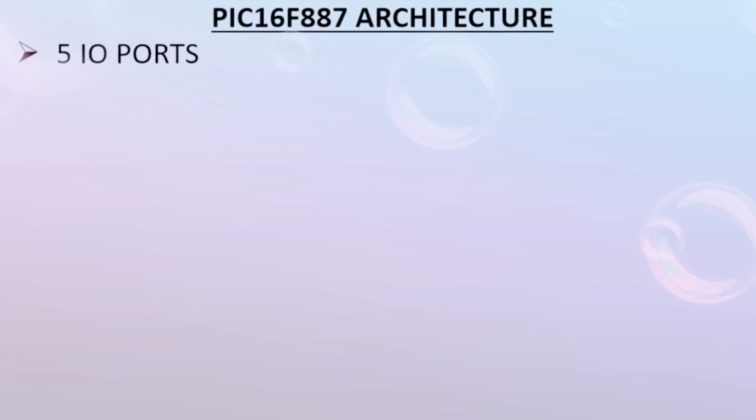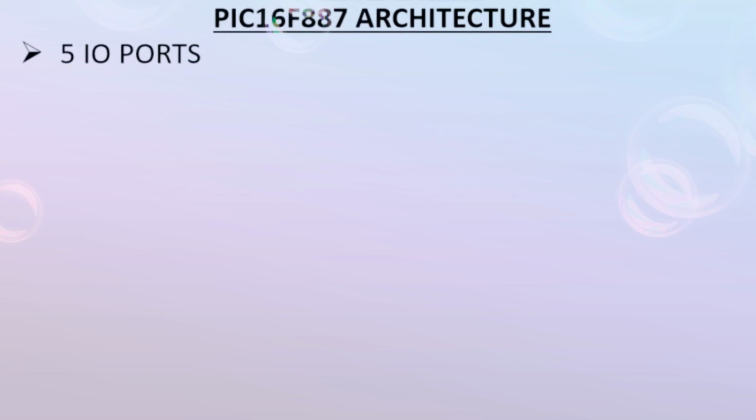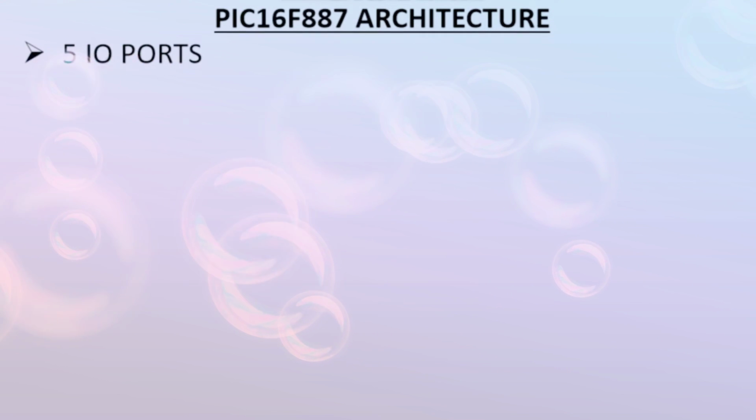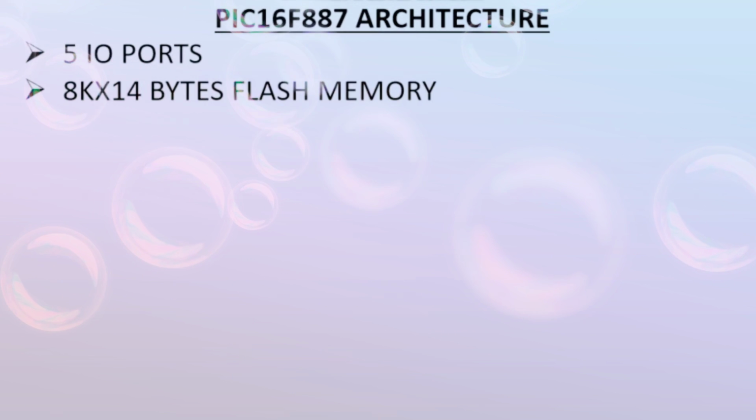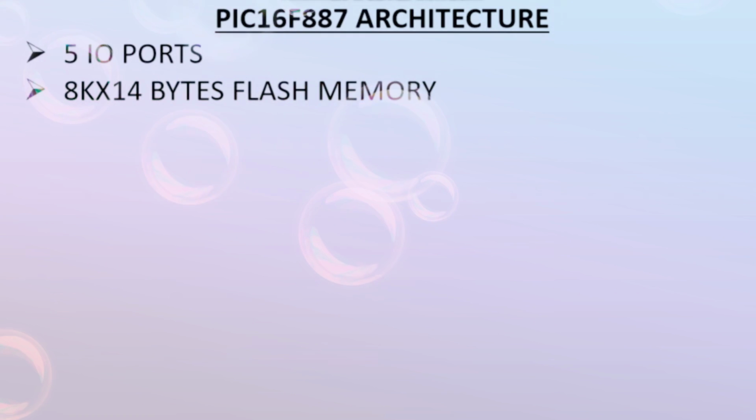The first thing it has is I/O ports, and the number of I/O ports present in the PIC16F887 microcontroller is 5. That is port A, port B, port C, port D and port E. Ports are nothing but semiconductors used for communication between your microcontroller and any input output device. Next, it has flash memory.